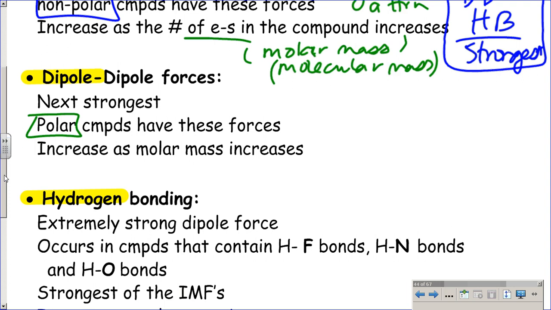Water. Okay, I like water. Give me more. That's extremely polar. That's like ionic, the most extreme of polar. Polar molecules, not formulations.